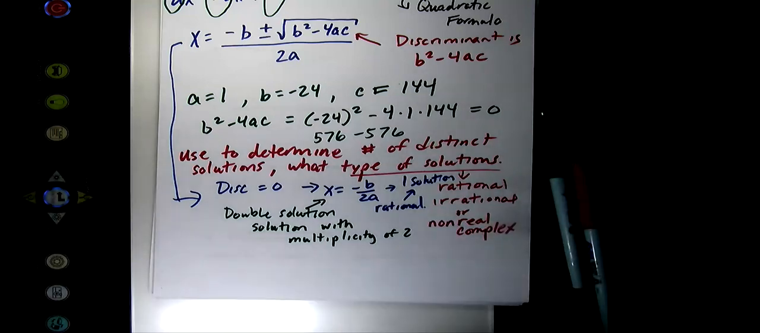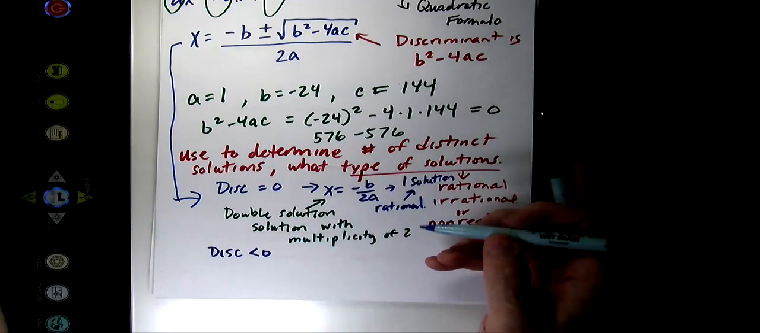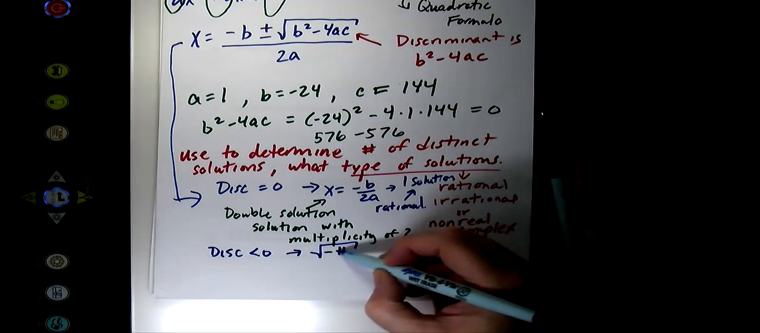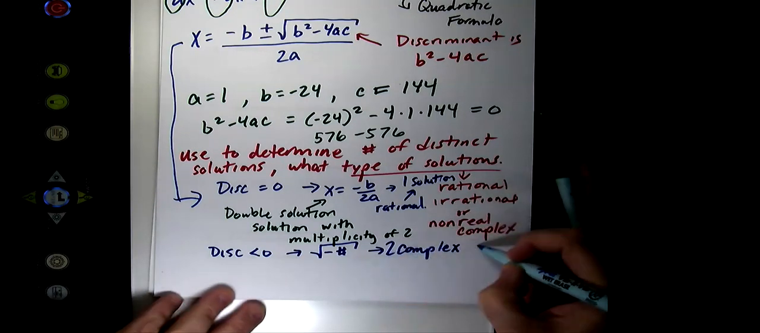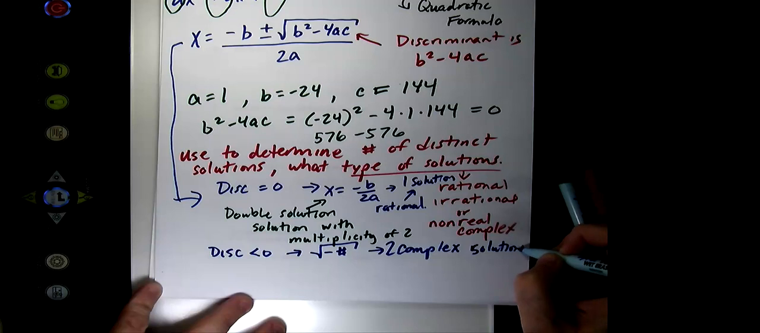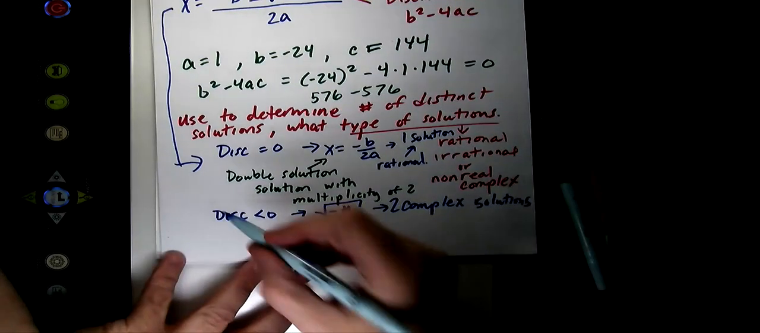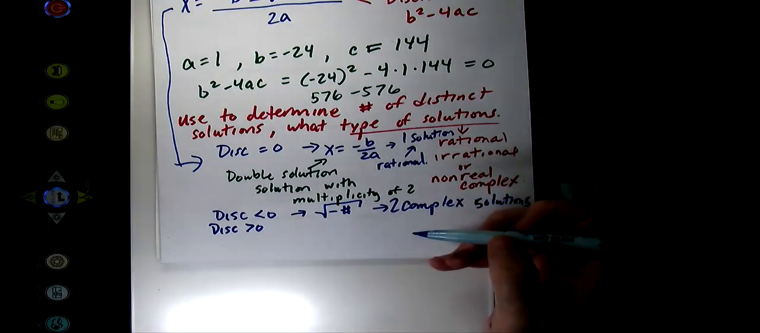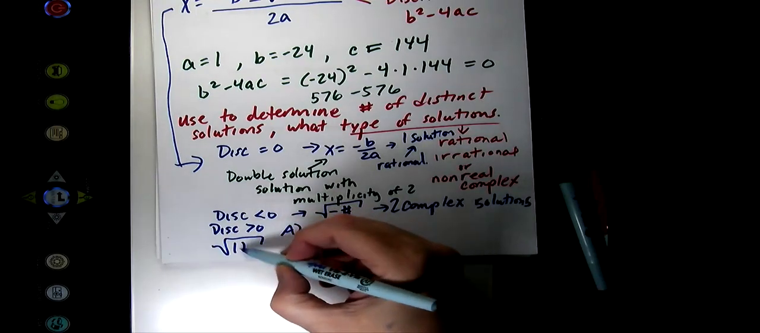Now, for the other ones, if the discriminant is less than 0, then I have a negative number in here, and we get complex numbers, 2 complex roots for solutions. And if the discriminant is greater than 0, this is where we have a fork. Either way, this is the square root of some number.